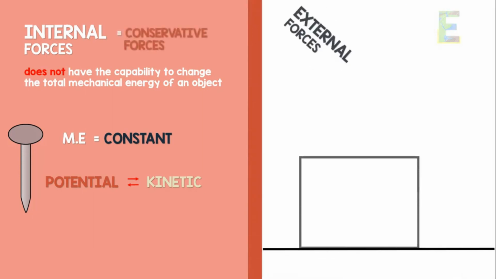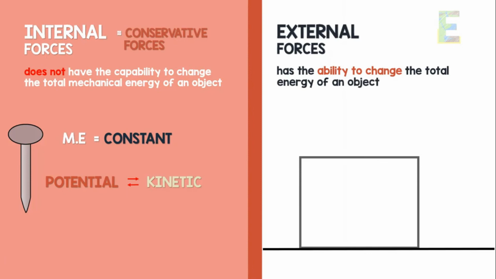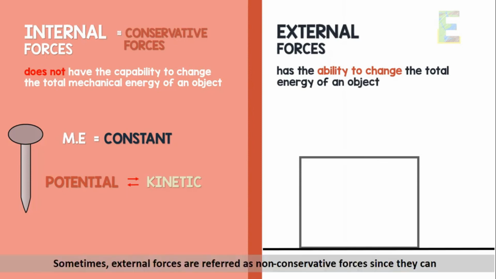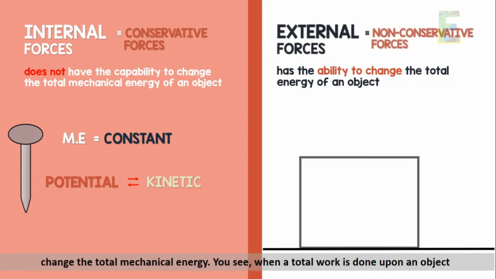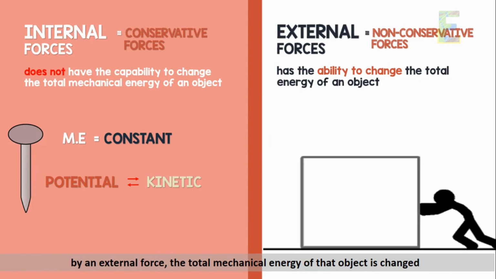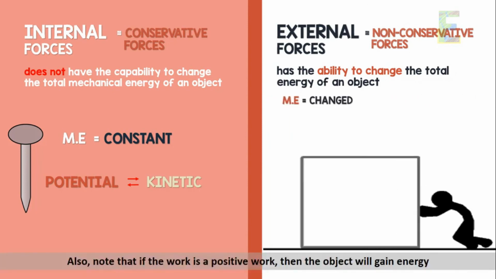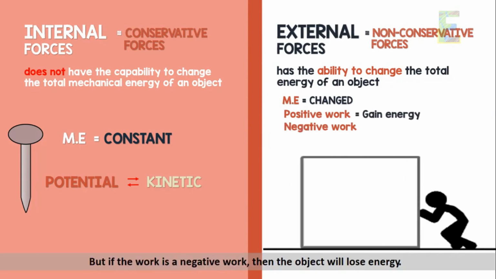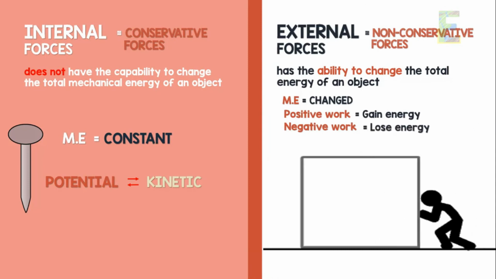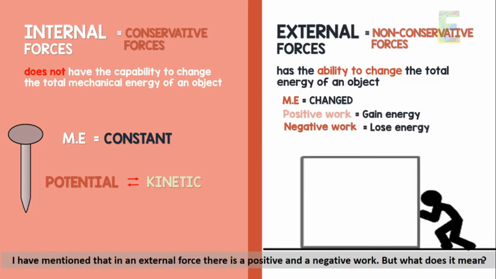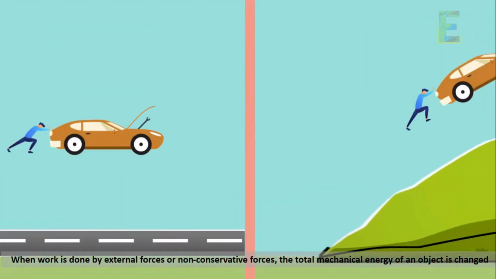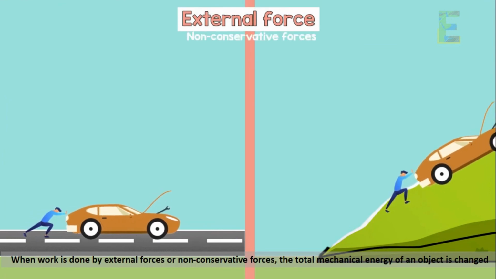So here is an example of external forces having the ability to change the total energy of the object. Sometimes external forces are referred to as non-conservative forces, as they change the total energy when work is done on the body. For the external force, the total mechanical energy of the object will be changed. If the work is positive, the object will gain energy. Here are the examples for the external forces, the non-conservative forces.